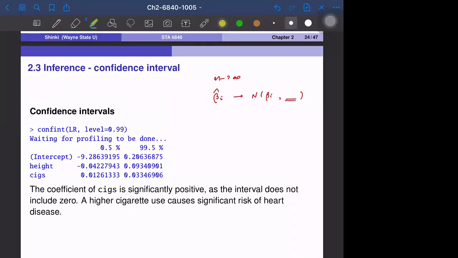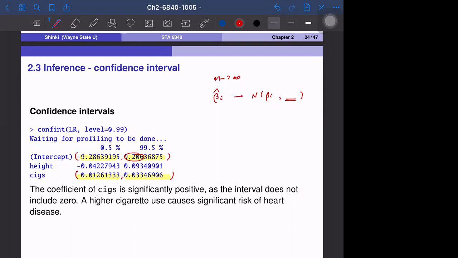Then we can see the confidence interval for intercept, and also the coefficient of height, and the coefficient for cigarette. And you can see, so these are confidence intervals. So intercept is between negative 9.2 and 0.2 with probability 99%. Okay, so that means probably it's negative, but possibly it's positive, right? But for example, the cigarette has a confidence interval that ranges only on the positive side. So that means with 99% confidence, the parameter for cigarette is positive.